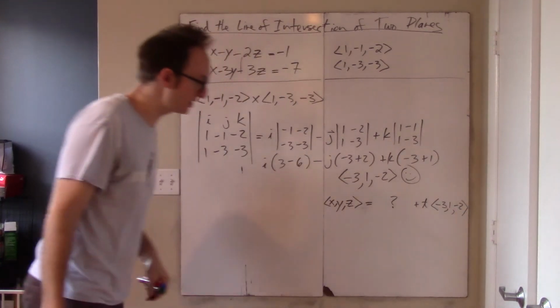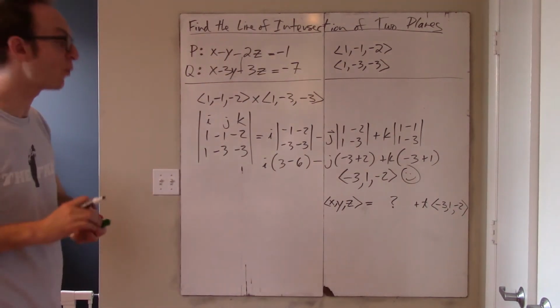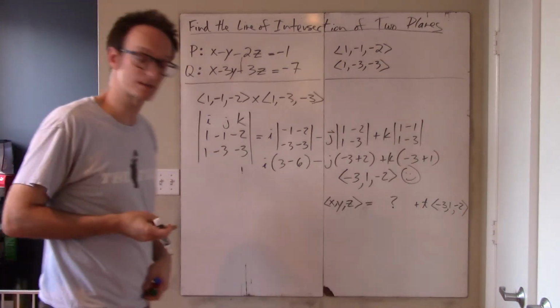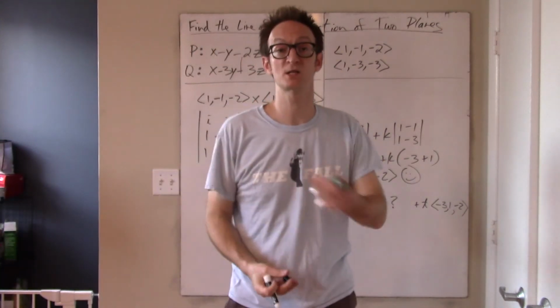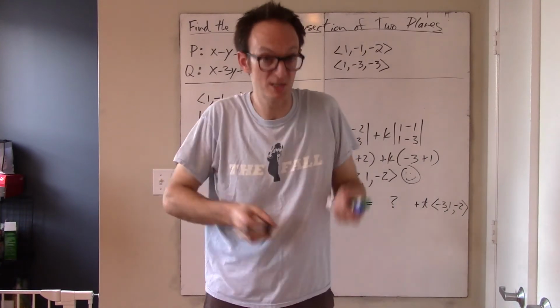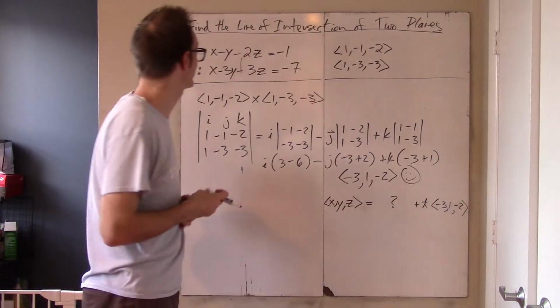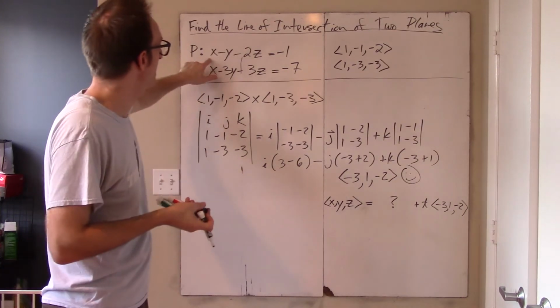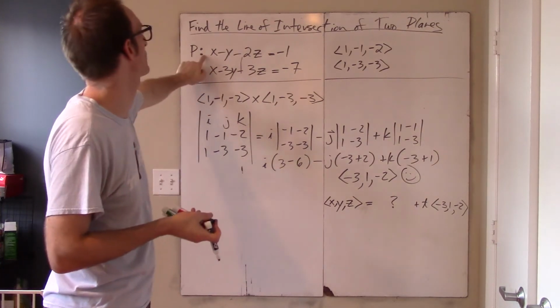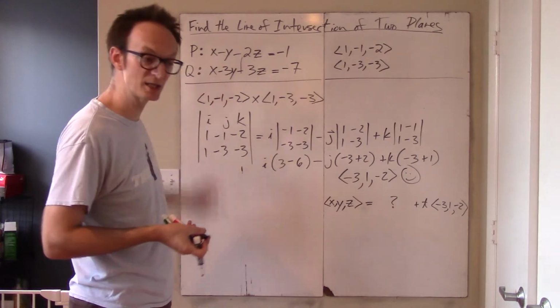Now all I have to do is just find one point on this line, and there's not just one answer, there are an infinite number of answers. I just need to find one of them. Okay, so that is now a sort of a separate problem. How do I find a point which is both on plane P and also on plane Q?